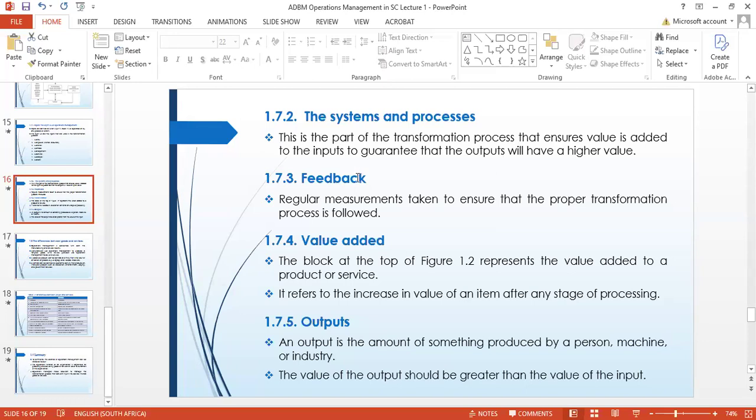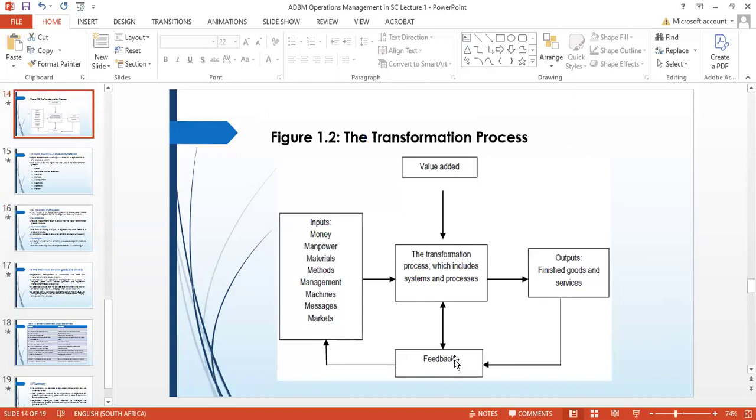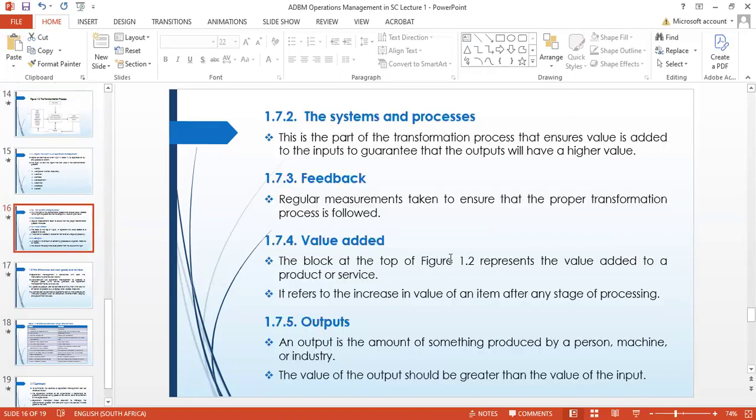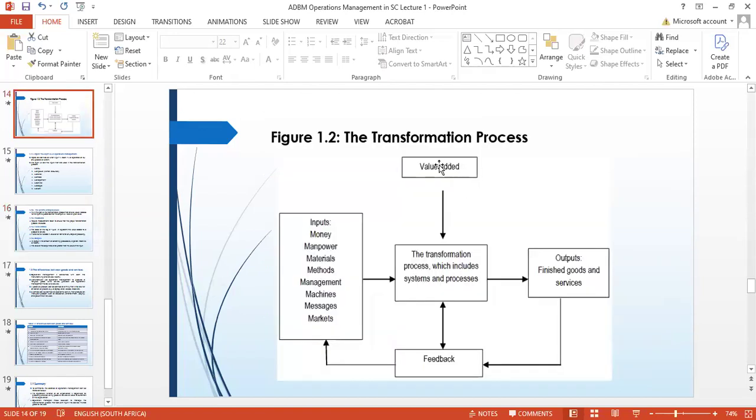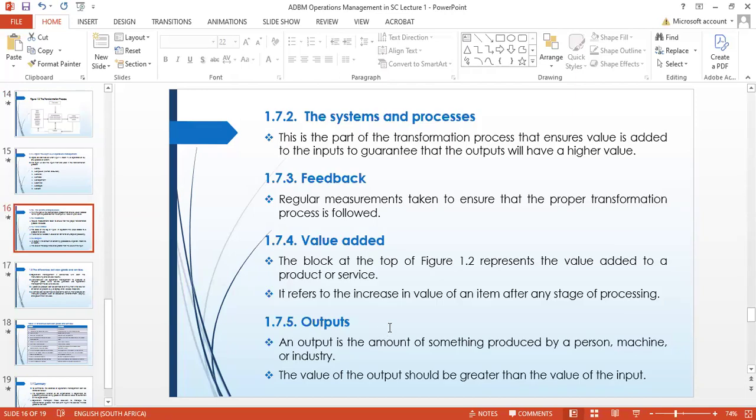From the systems, we have feedback. You also saw feedback here, right? So under feedback, we're talking of measurements that are taken to ensure that proper transformation takes place. So feedback gives information to the inputs, gives information to the transformation process to ensure that they are doing the right thing. And we have value added at the top here. We need to know that by value added, we are referring to the increase in value, the additional value that is added to the cost of producing a product. We talked about this.